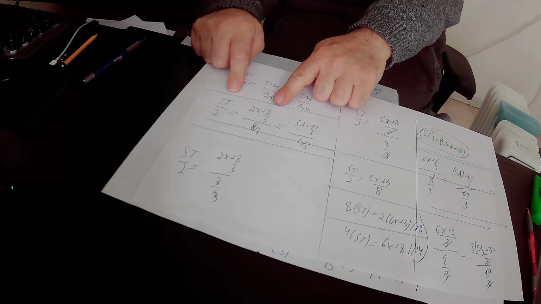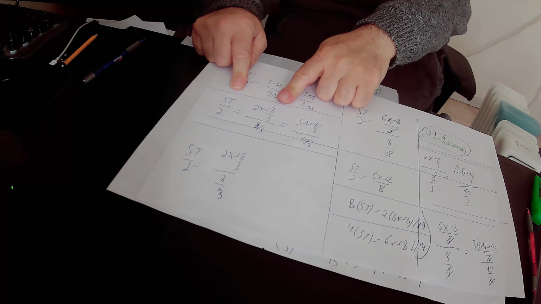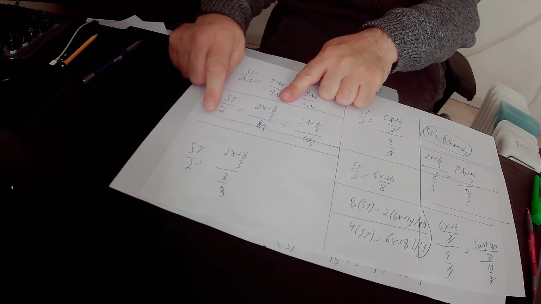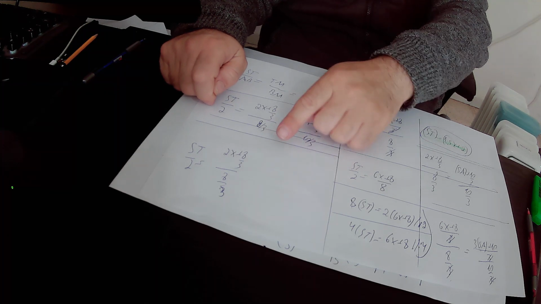Those two fractions are equal to each other, therefore we created equation 1 from those two fractions that are equal to each other. So according to equation 1, ST over 2 equals 2x plus 8 over 3 over 8 over 3.